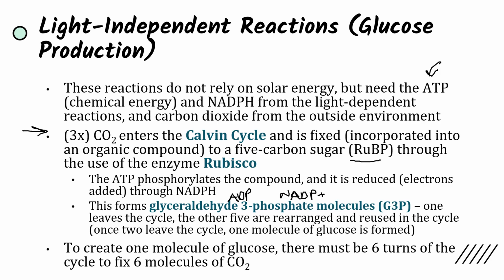And to create one molecule of glucose, there must be 6 turns of the cycle in order to fix 6 molecules of CO2. And once 3 molecules of CO2 have been fixed, you get 1 G3P. And once the other 3 have been fixed, you get 2 G3P. And ultimately, you get a 6-carbon compound, which is glucose. Let's take a look at a diagram.